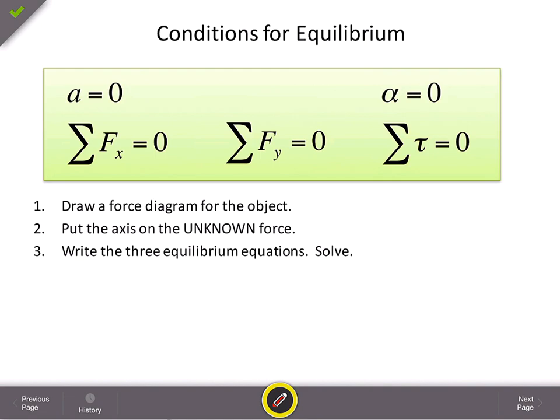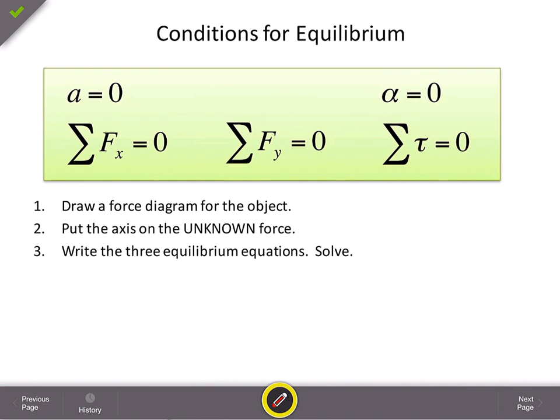From that, it follows that the sum of the forces in the x direction has to equal 0 for the object not to move side to side. The sum of the forces in the y direction has to equal 0 for that object to not move up and down, and the sum of the torques has to equal 0 for that object not to rotate.